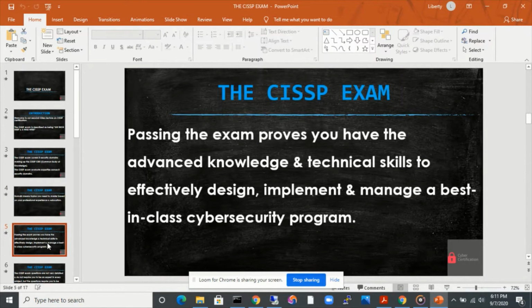Passing the CISSP exam proves you have the advanced knowledge and technical skills to effectively design, implement and manage a best-in-class cybersecurity program. That is, you'll be able to design, implement and manage the best cybersecurity program.